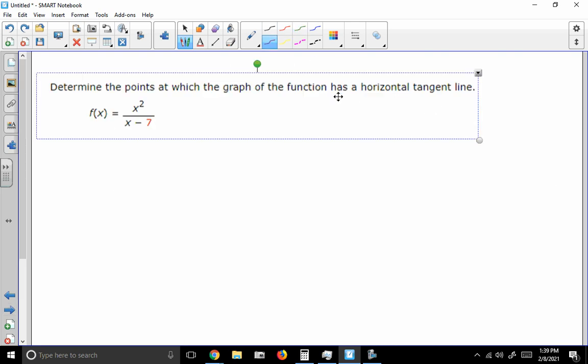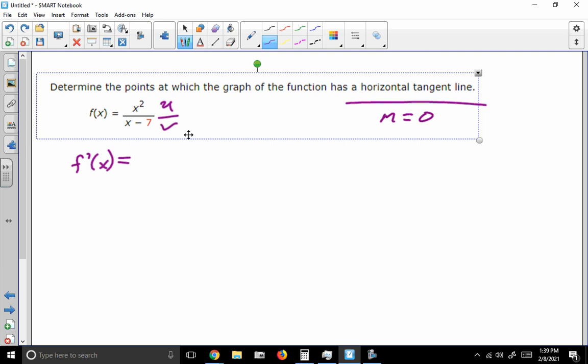Here we're asked, where do we have a horizontal tangent line? So what do we know about horizontal lines? Their slope is 0. So we want to know, where does our function have a slope of 0? Well, where do we find out about the slope of the function? The derivative tells us the slope of our function.